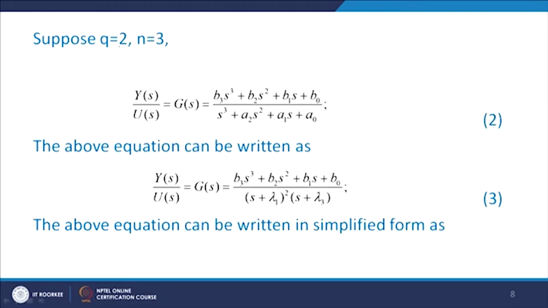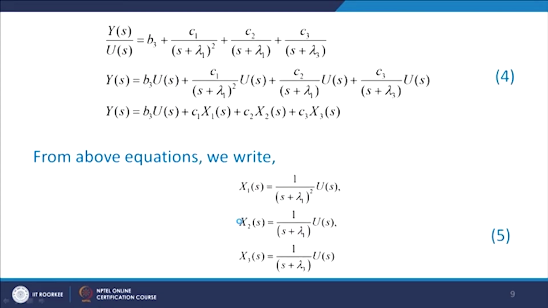Same thing, suppose q equals 2, n equals 3. So, here b3 s cube, b2 s square, b1 s, b naught, over s cube, a2 s square, a1 s, a naught. The transformation we have described earlier, same thing is here. Now, the above equation can be written as b3 s cube, b2 s square, b1 s, b0, over the denominator, and now here lambda 1 is the repeated eigenvalue. Now, the above equation can be written in simplified form as b3 plus c1 over (s plus lambda 1) square, plus c2 over (s plus lambda 1), plus c3 over (s plus lambda 3).